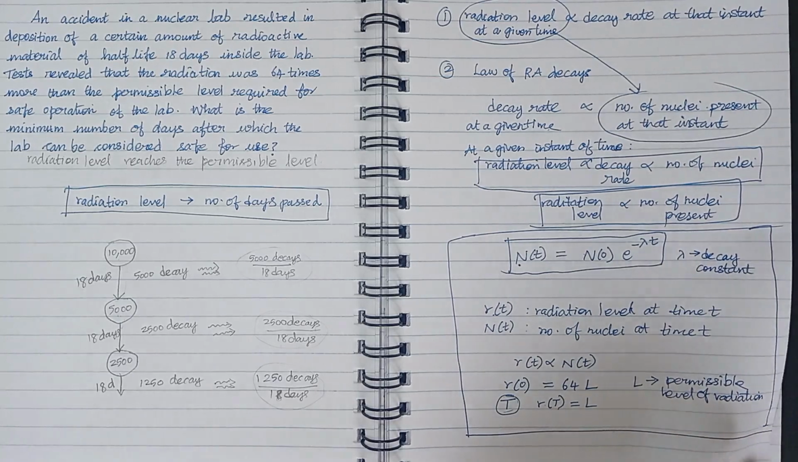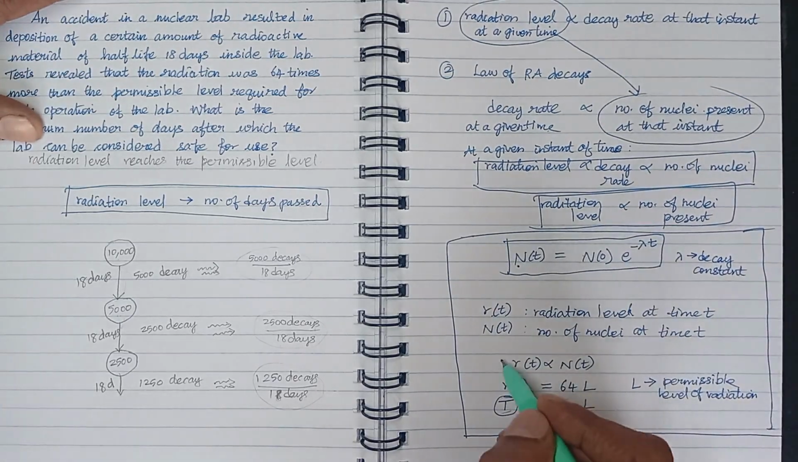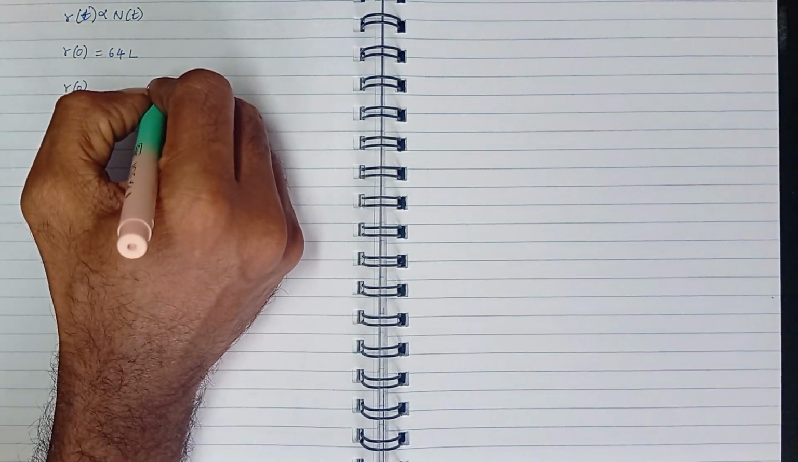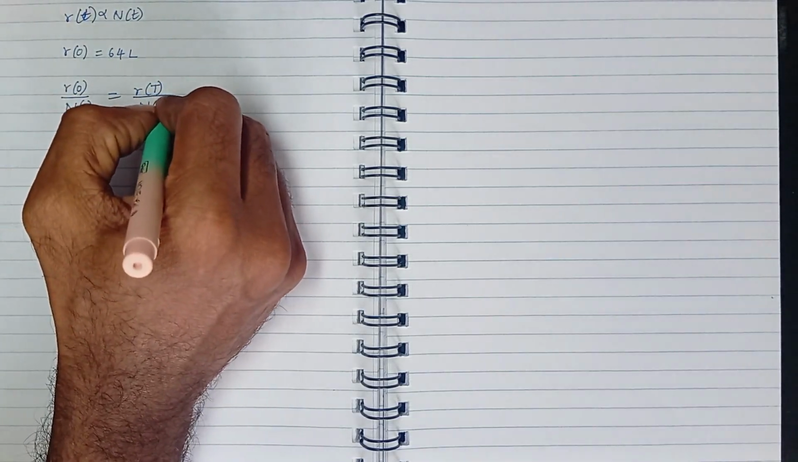Now let's make use of this proportionality. What does this mean? r of t is directly proportional to n of t, and we know r of 0 equals 64L. Since they are proportional, r of 0 by n of 0 equals r of t by n of t, right?